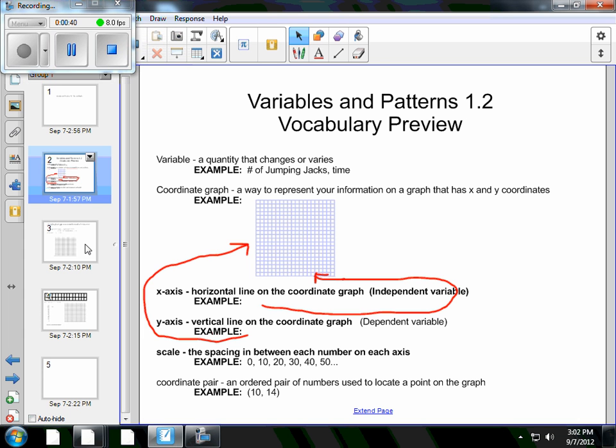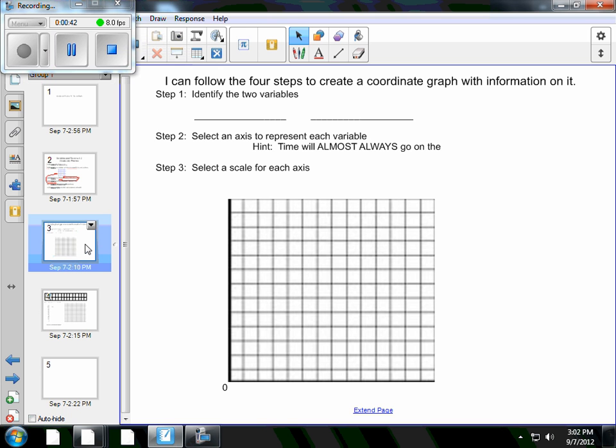Moving on. I can follow the 4 steps to create a coordinate graph with information on it. Again, that's our learning target, our I can statement. I can follow the 4 steps to create a coordinate graph with information on it. We see the first 3 steps right here.